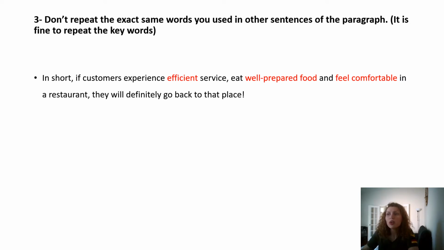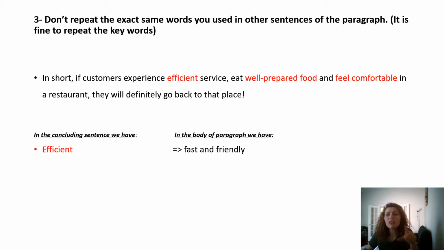So here the keywords are efficient, well-prepared food, and feel comfortable. Now, if you remember, we did not use any of these words throughout the paragraph. In the body of our paragraph, we used other words. Now, here are the words we used there. So instead of efficient, in the body of our paragraph, we had fast and friendly, which almost mean the same thing, right? But we have to try to replace the words that we already used in the body of our paragraph.